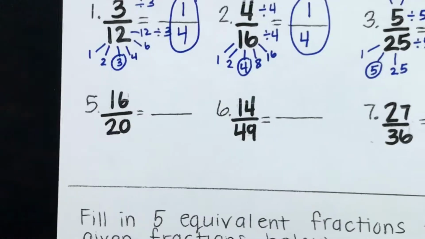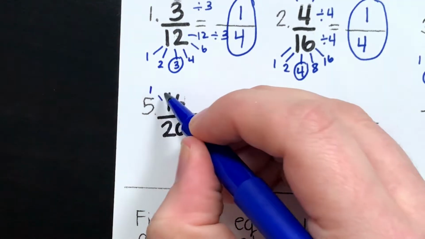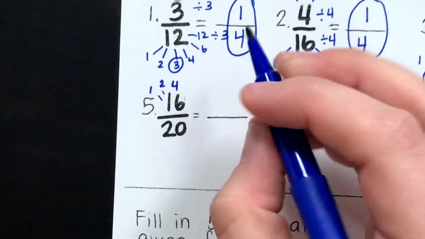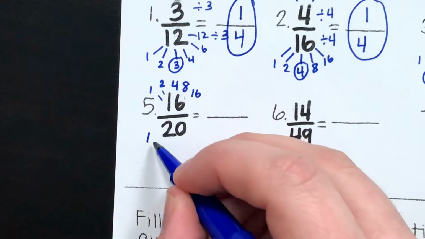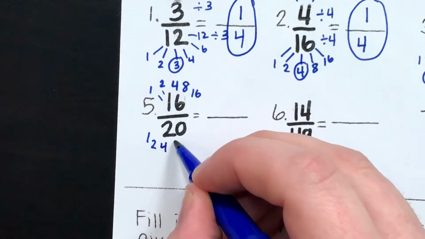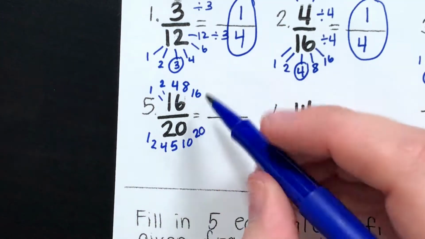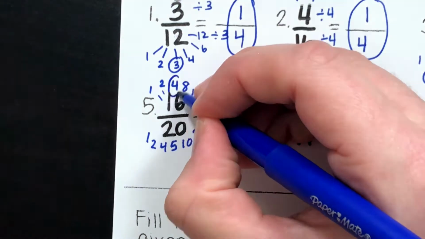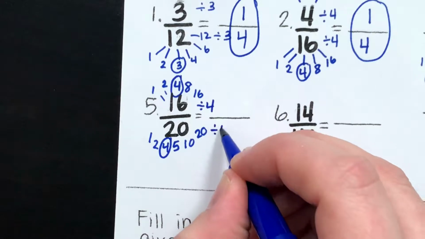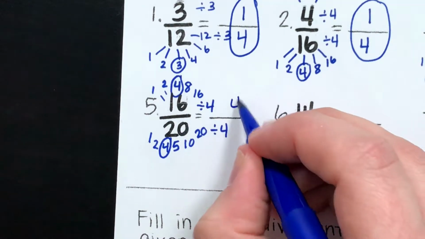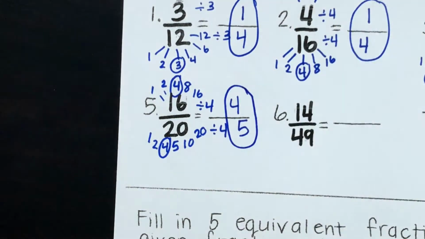All right, let's go down to number 5. 16/20. 16's factors are 1, 2, 4, 8, and 16. And 20 is 1, 2, 4, 5, 10, and 20. The highest one they have in common seems to be 4. So let's divide both sides by 4. 16 divided by 4 is 4. 20 divided by 4 is 5. So our answer is 4/5.